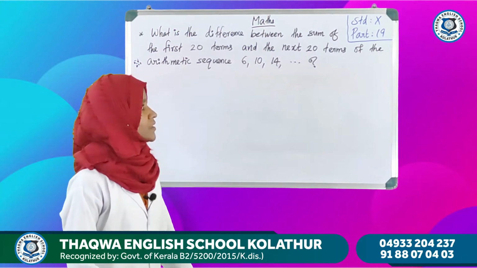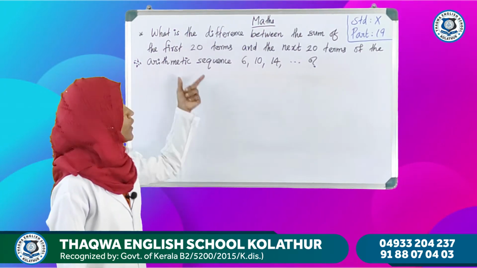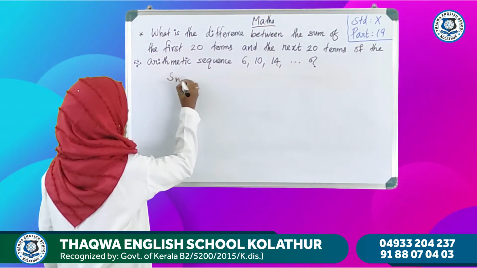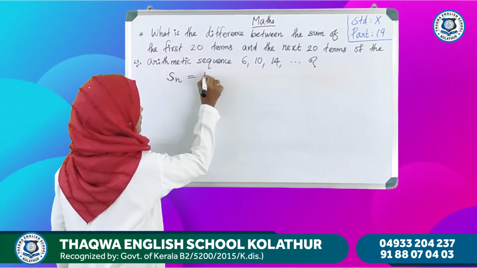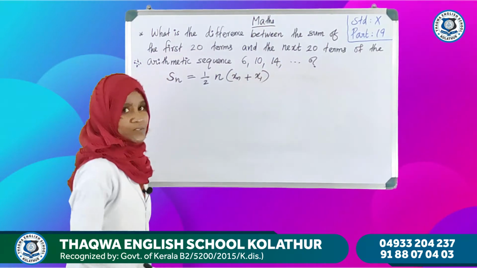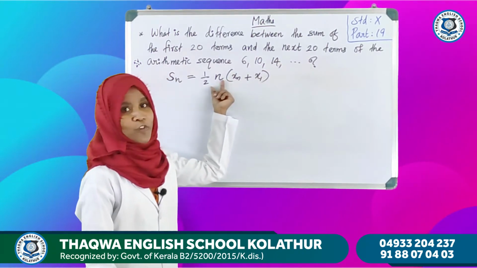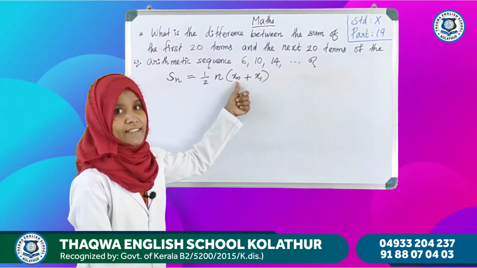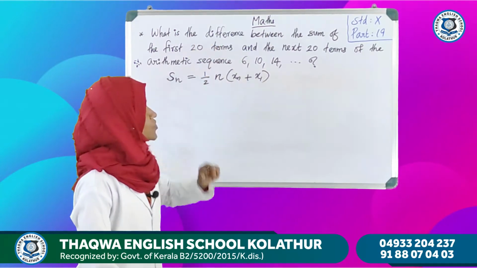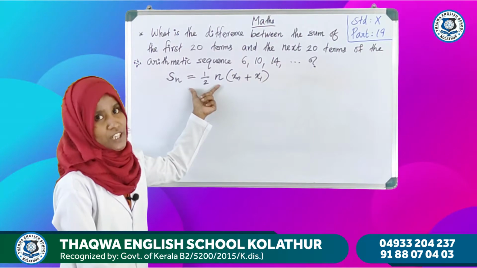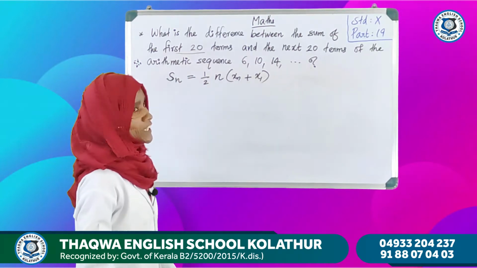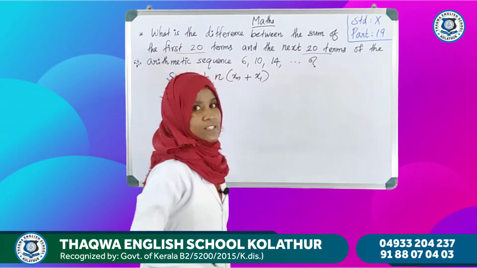Okay, in the previous class we have discussed how to find the sum of the first n terms. Do you remember that? Sum of the first n terms is half n (xn plus x1). Here n is the number of terms, xn is the nth term, and x1 is the first term. Now in this question we don't want to use this equation. We just want to find the sum of the first 20 terms, and here also 20 terms.